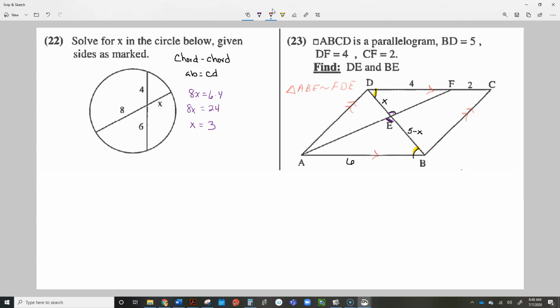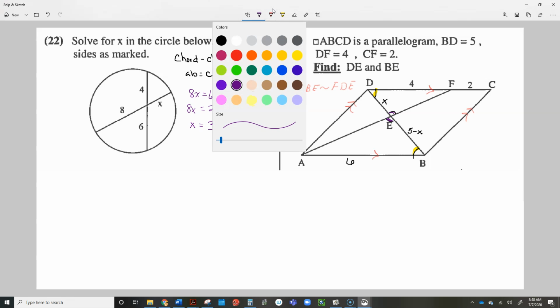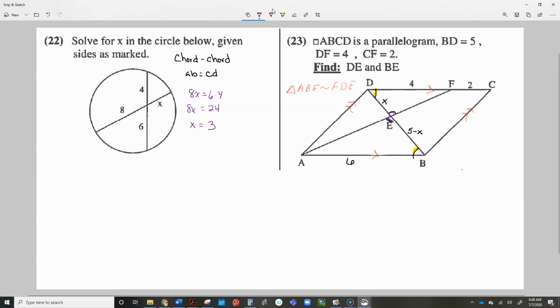So with similar triangles, we know we have proportional sides. We have congruent angles and we have proportional sides. So that means that I'm going to be able to write a proportion to find out the missing side.